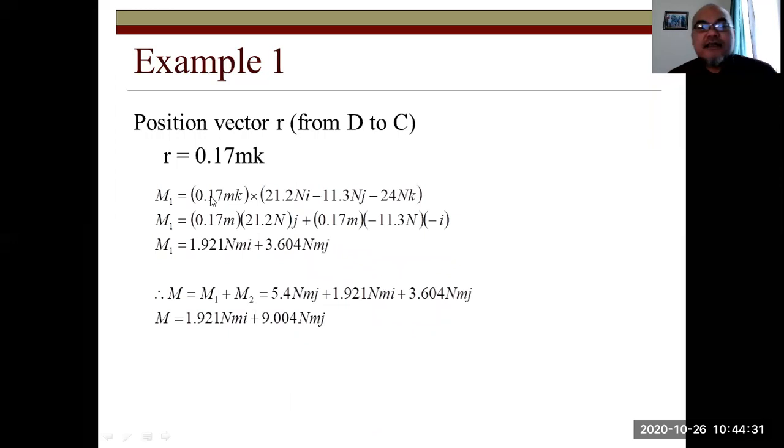So having this, the moment due to that couple 34 Newton equals 0.17 meter K cross the previous value of the force that we calculated in the previous slide, 21 Newton I minus 11 Newton J minus 24 Newton K. So what matters now is only this value. This doesn't have any results here, so the value will be in J and I. Then we obtain 1.921 Newton meter I plus 3.604 Newton meter J.